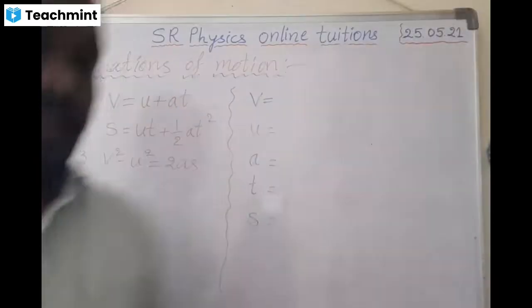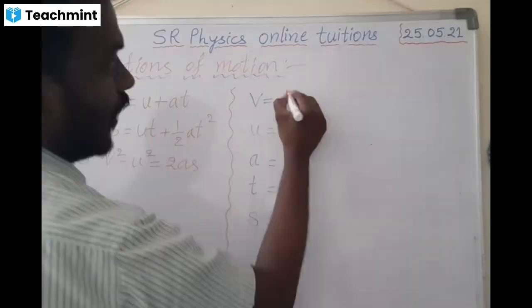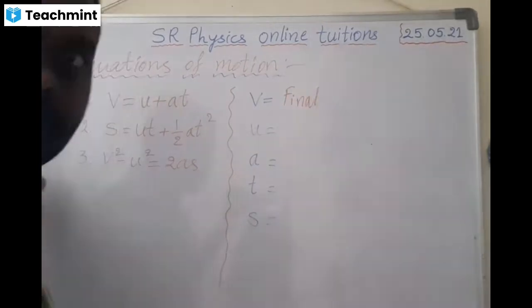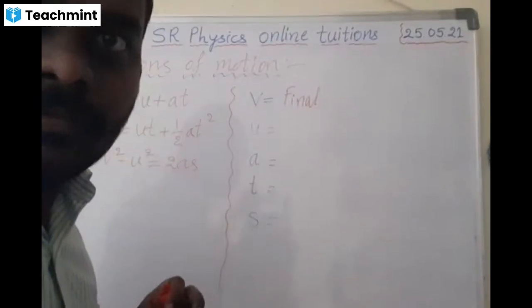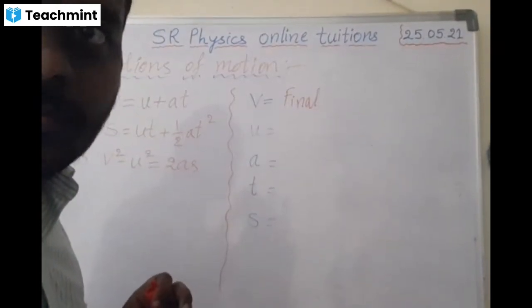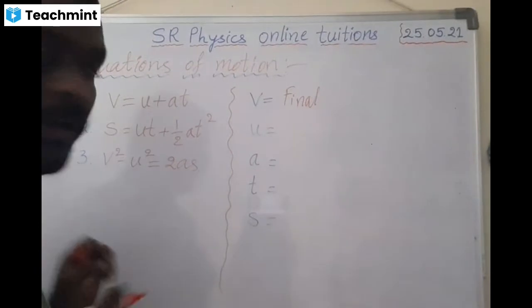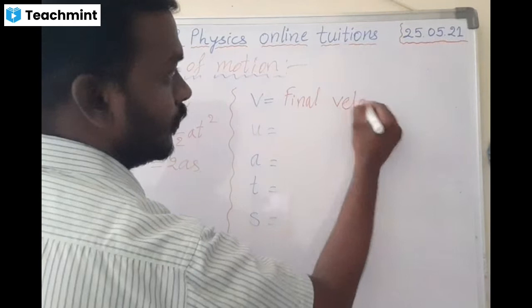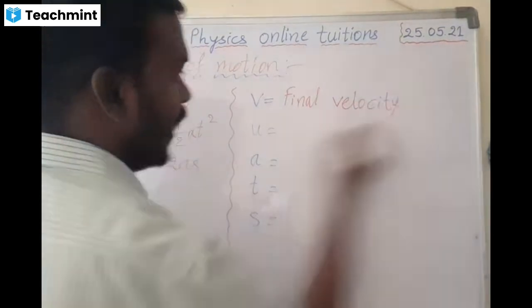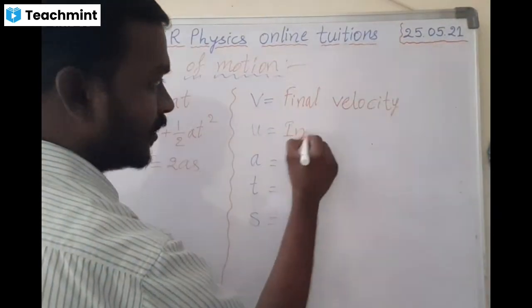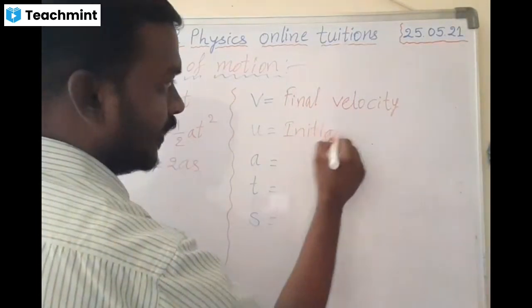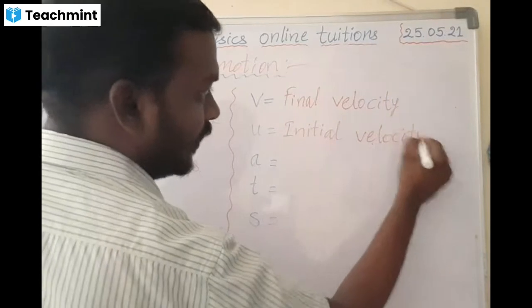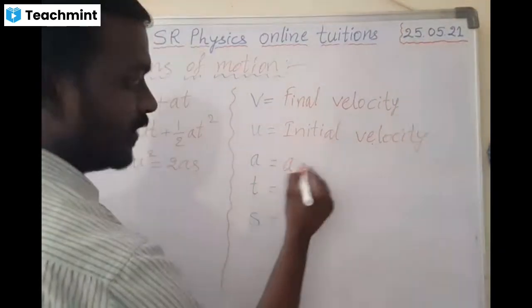Okay, now here V is what, Nana? V is final velocity. V is final velocity, and U is initial velocity. U is initial velocity. A is acceleration.